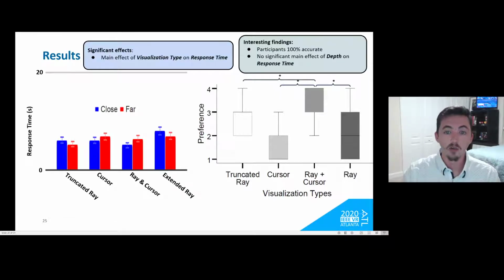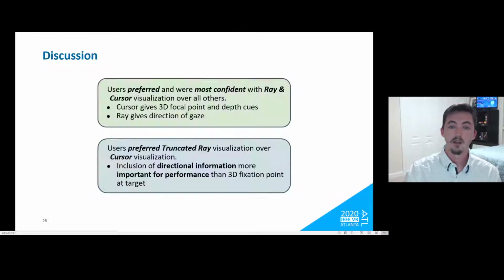On the right side of the screen, we see our subjective preference for these different visualization modes. And what we noticed was that our participants significantly preferred that ray and cursor combination than they did any of the other visualization modes. And we had a similar graph for our participant confidence. So the takeaways from this are that our users significantly prefer and are significantly more confident with that ray and cursor visual combination over all of the other visualization methods.